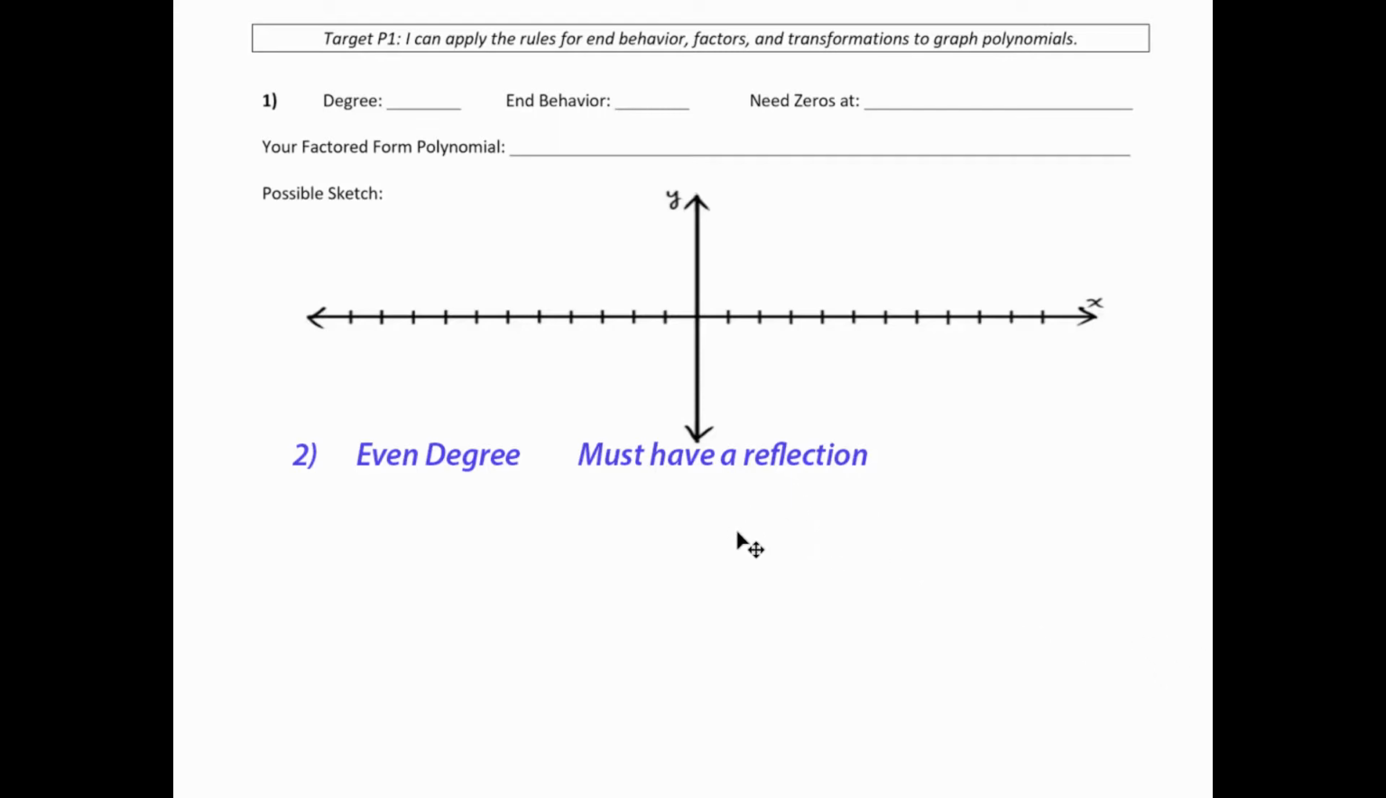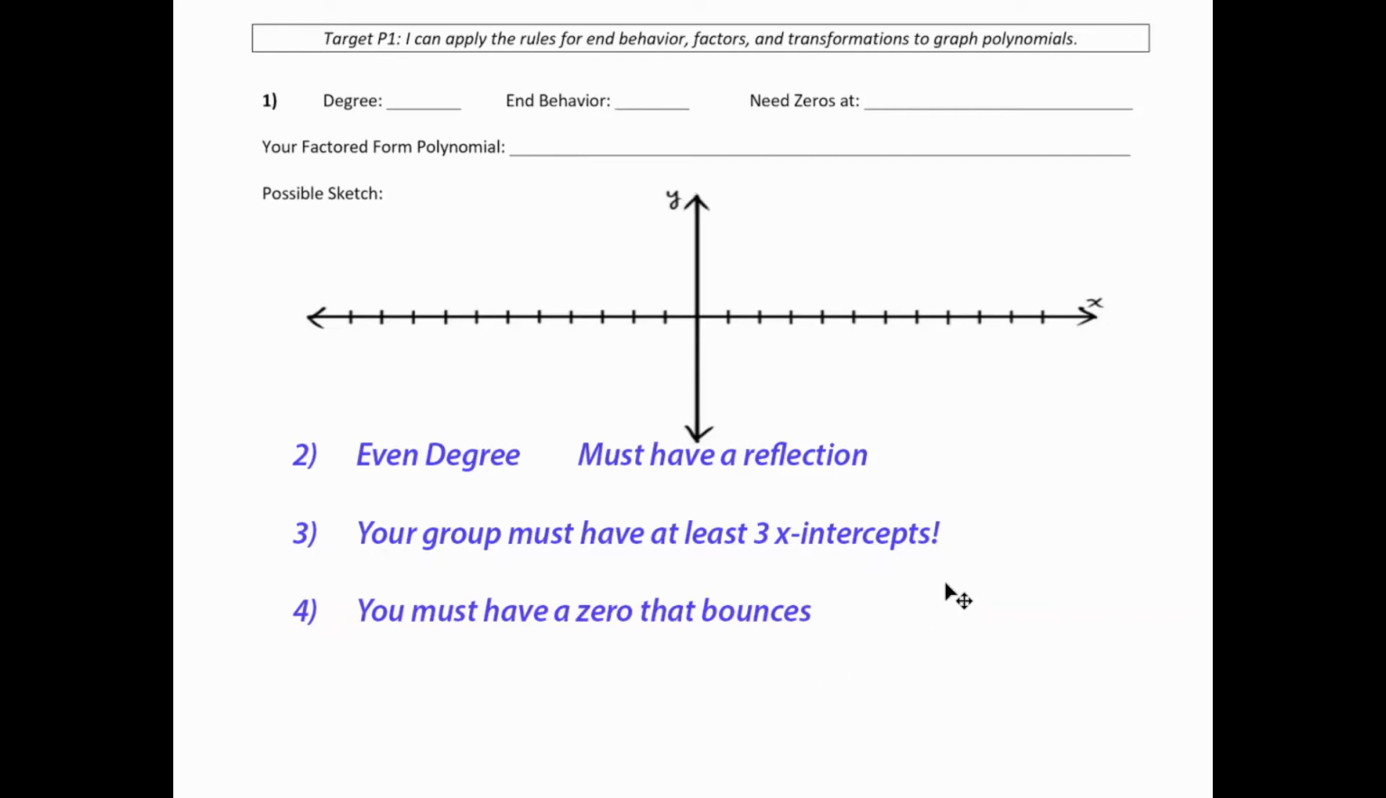For problem number 3, I would like you to have at least 3 different x-intercepts. You can have more, but you must have at least 3. Problem number 4. You must have a 0 that bounces. Problem number 5. I want your polynomial to have an odd degree, and you cannot have over 3 solutions. So that means you'll have less than 3 factor chunks.